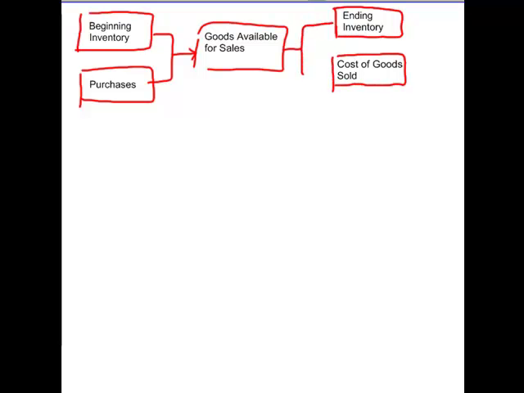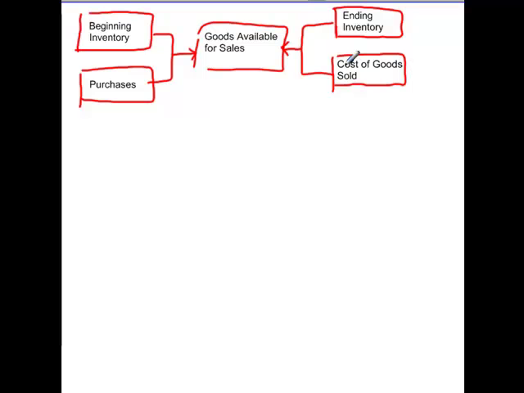So basically what we end up with is two sides to this equation that have to be equal. If we take our beginning inventory and add our purchases to it, it always equals goods available for sale. If we take our ending inventory and add our cost of goods sold to it, it's also going to equal our goods available for sale. So if we put a couple of numbers in this chart, it allows us to calculate very easily what our cost of goods sold might be.